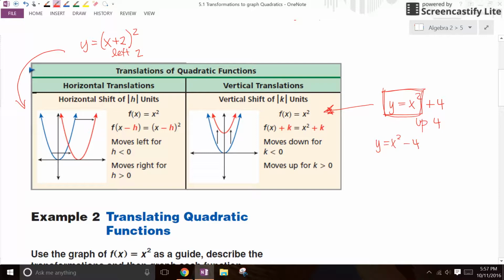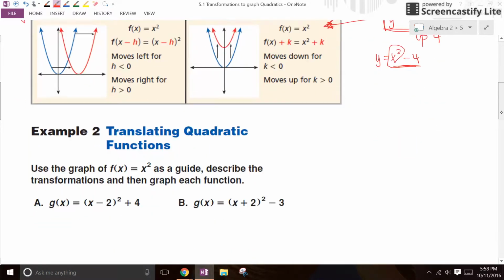So you have to be able to recognize when it is a horizontal left and right, or when it is up and down. And you can tell pretty easily once you get used to it. If it is happening just to the x value, that's going to be a left or right shift. And if it's happening to the entire x squared, that's going to be up and down.